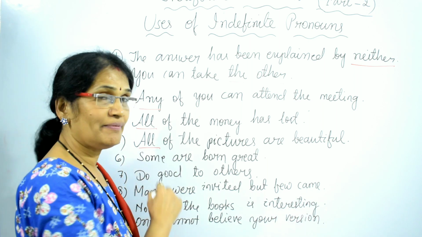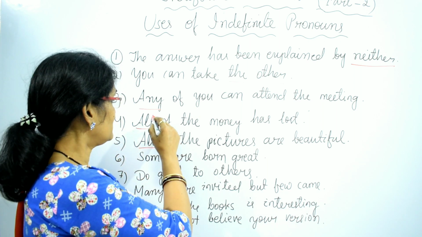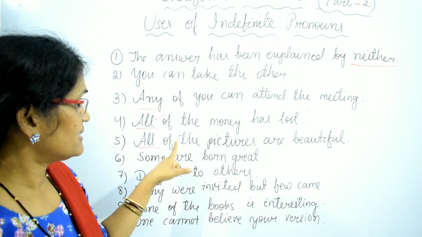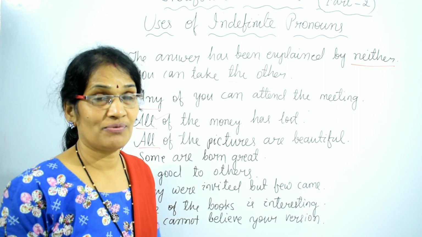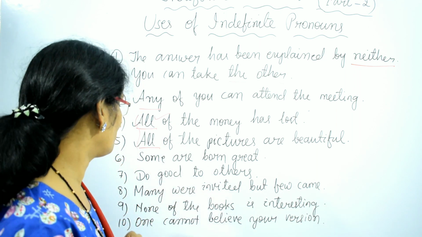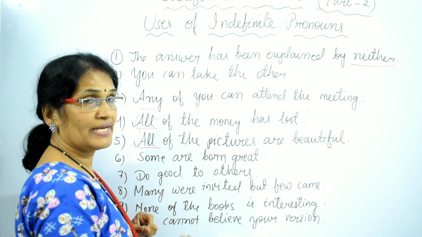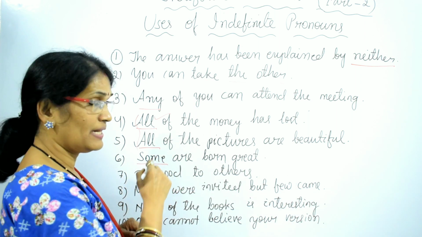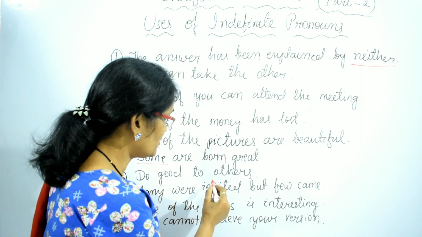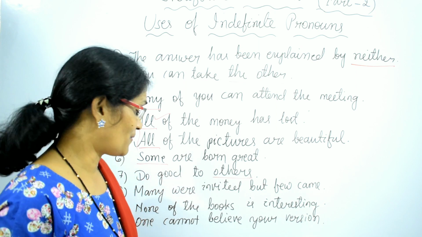All, indefinite pronoun. All in the first sentence is used in the singular form and all in the second sentence is used in the plural form. That means all is used both for singular form and plural form. Some are born great. Some, indefinite pronoun. Do good to others. Others, indefinite pronoun.